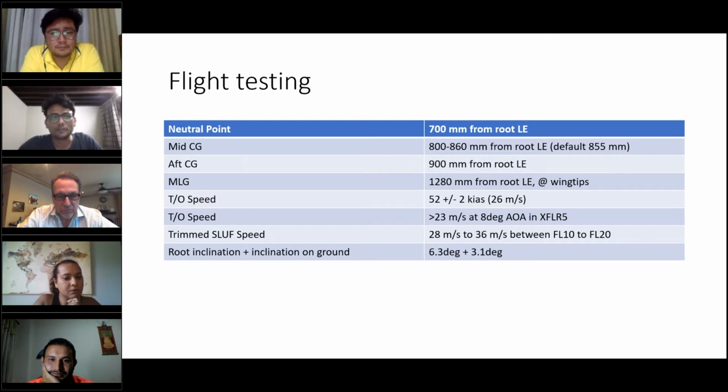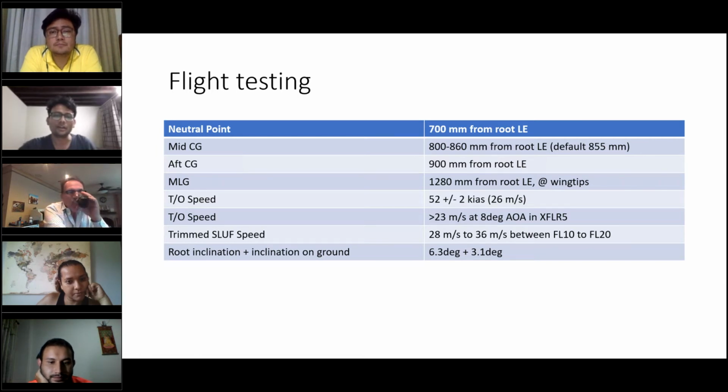The takeoff speed is about 26 meters per second, which is better than what it was before. I wanted to get to about 20, but I could not do that. From XFLR5, if you look at that data for baseline 3, it would be more than 23 meters per second to get a vertical acceleration at about an 8-degree angle of attack.